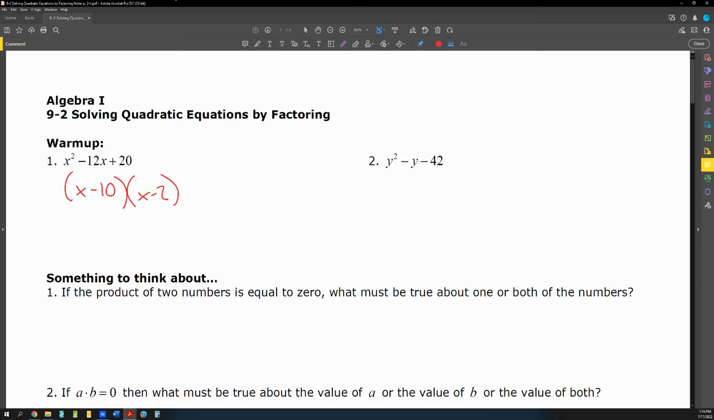For number 2, we're looking for factors of negative 42 that add to negative 1. Those factors are negative 7 and 6. And so we get the factored form y minus 7 times the quantity y plus 6.